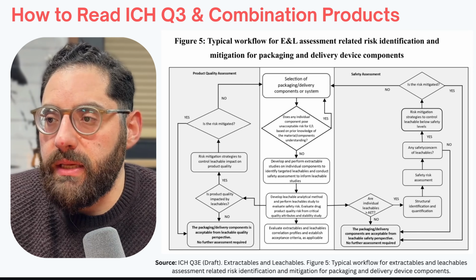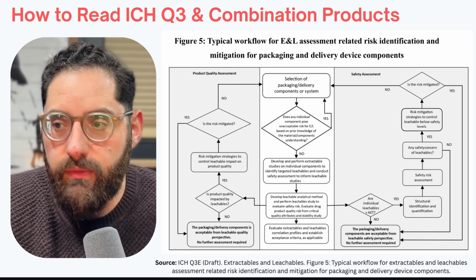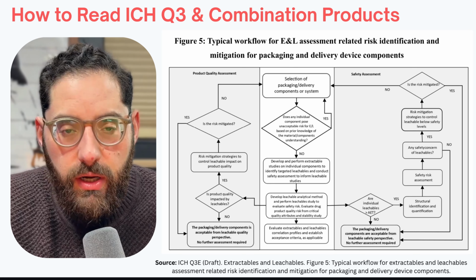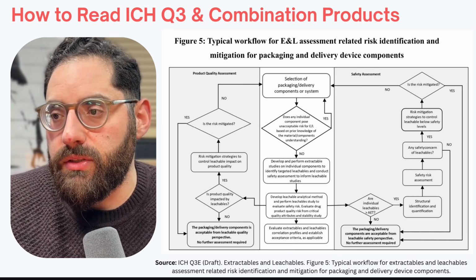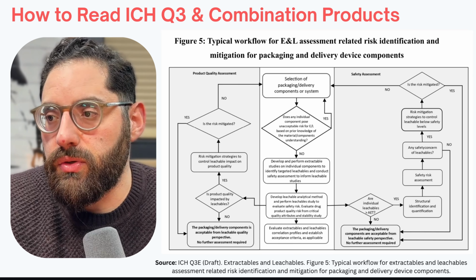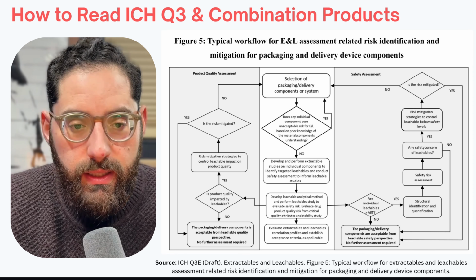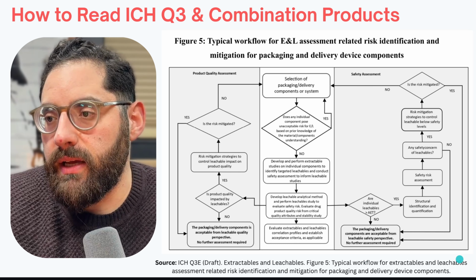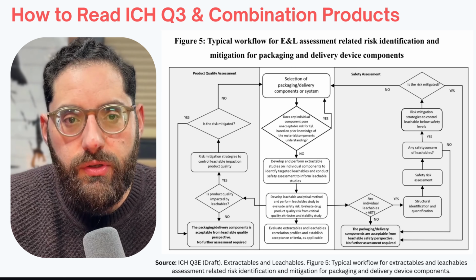And the key message of the diagram is that Q3E is an iterative, risk-based process. You don't need to automatically test everything. As you'll see with a lot of these ICH guidelines, you have to justify your decisions and focus your testing and execution where risk exists, and stop when both your product quality, as it talks about on the left side, and the patient safety are adequately understood and controlled.